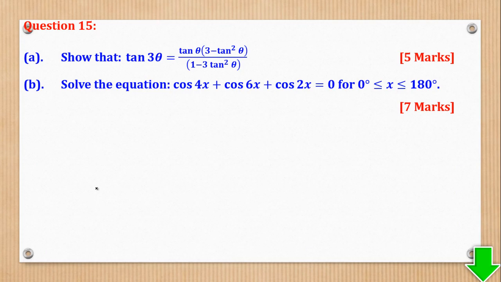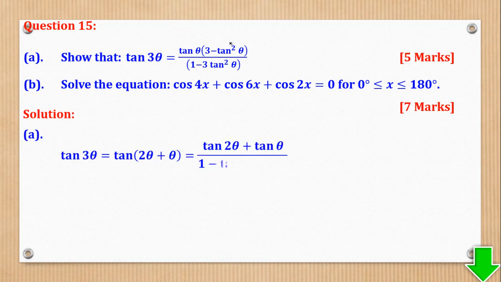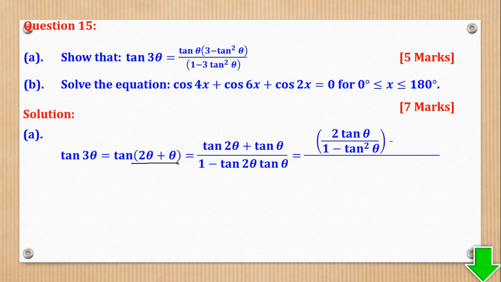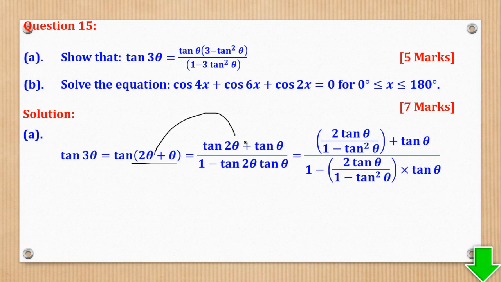Then question 15. Question 15 is under trigonometry. Part A says, show that this is equal to this. Let's begin with that. So tan 3 theta is equal to tan of 2 theta plus theta. So use compound angle to come up with this. Then from there I use half angle to get for this. Half angle for that.